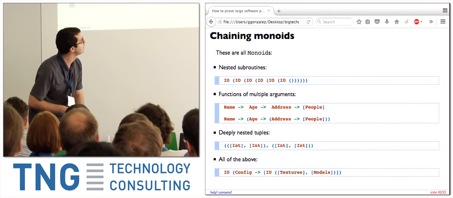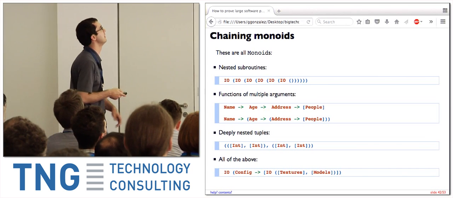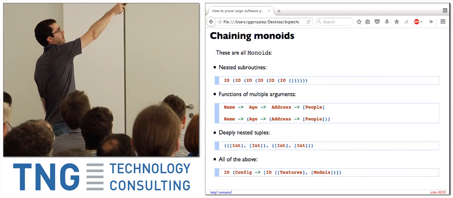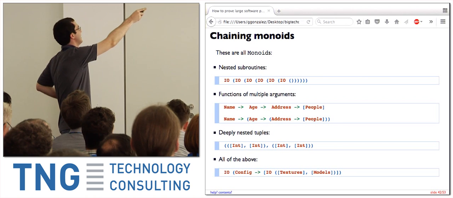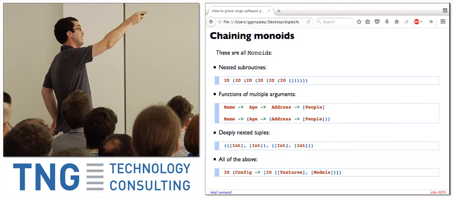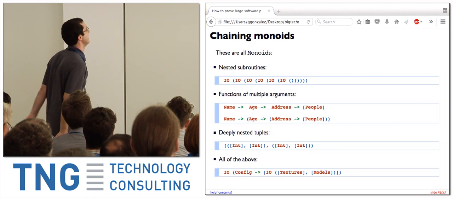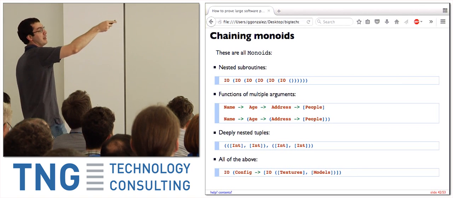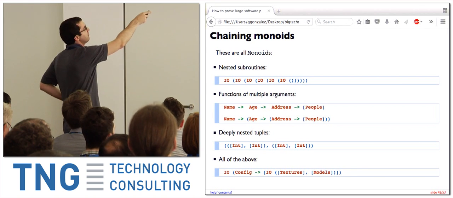So there's no limit to how many times we can chain these monoid instances together. So if I have a subroutine that returns a subroutine that returns a subroutine that returns a subroutine that returns a subroutine that returns a subroutine that returns unit, that's a monoid. I can add that together. I'll actually show a useful example of why we might want to do that in a second.